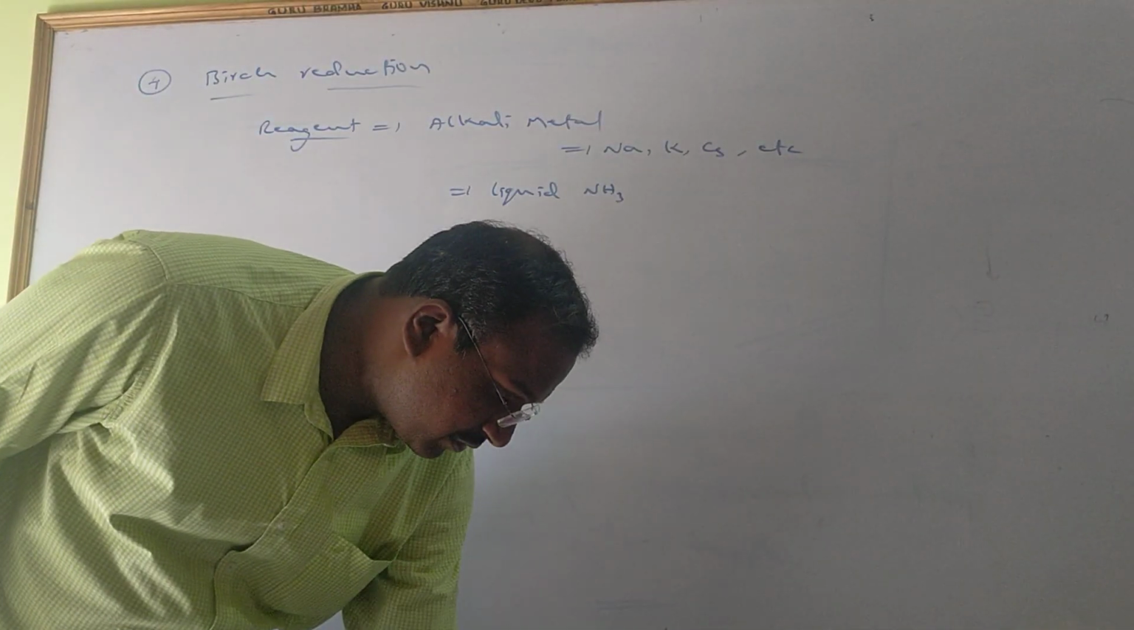Any alkali metal, sodium, but not lithium. Lithium has a non-metallic nature and small size, and it gives some side byproducts. So the most suitable alkali metals are sodium, potassium, cesium, in the presence of liquid ammonia. So Na in liquid ammonia, potassium in liquid ammonia, or cesium in liquid ammonia is called Birch reduction.